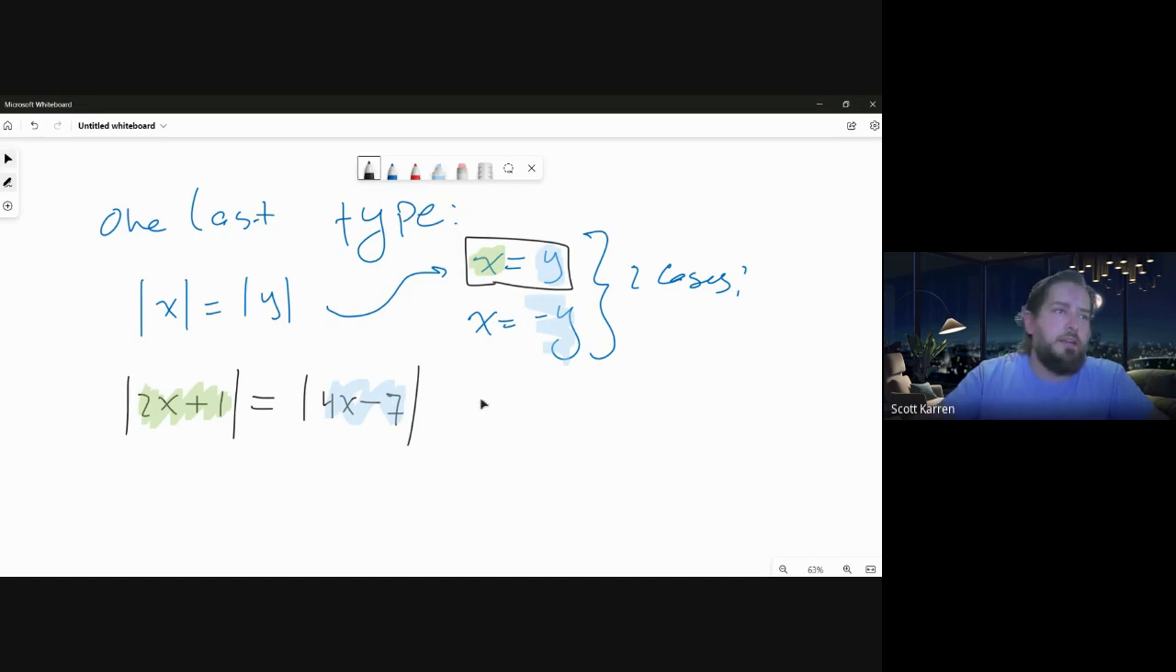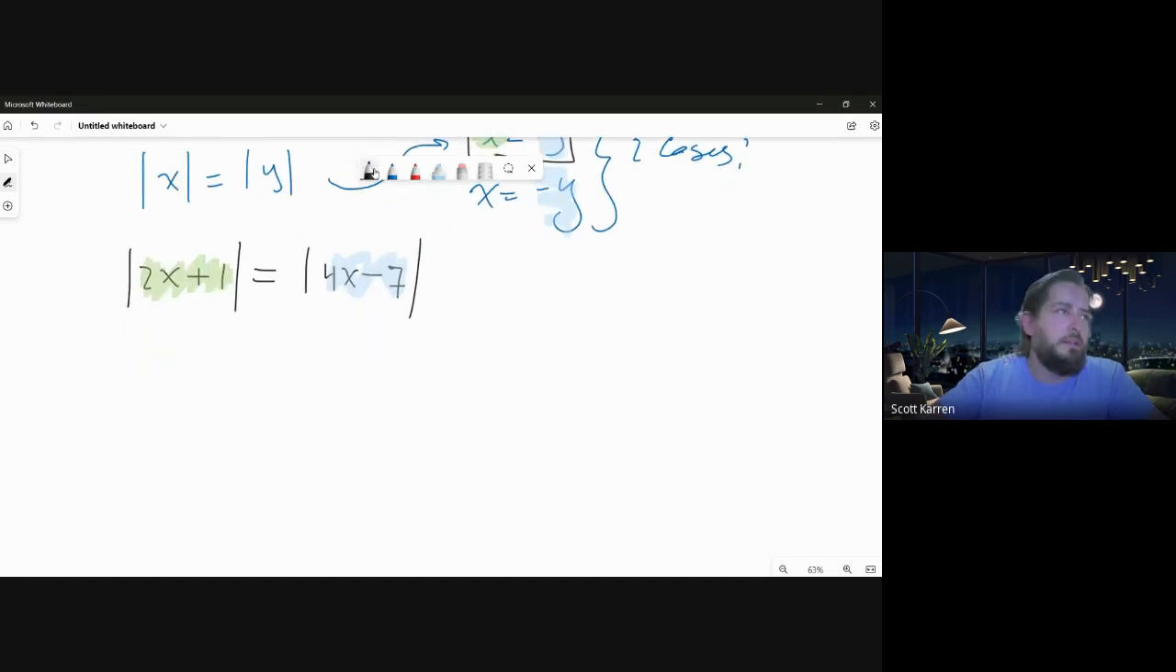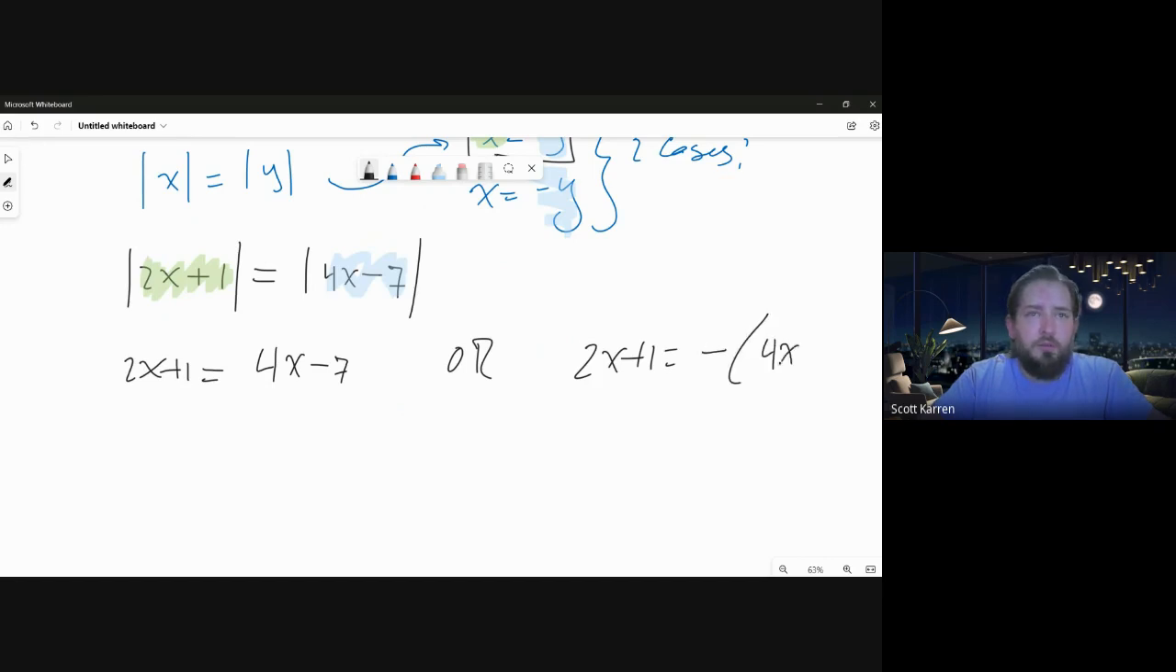And so I'm going to write this down as this 2x plus 1 is either equal to 4x minus 7, or that 2x plus 1 is the opposite of 4x minus 7. And this negative is going to get distributed through. So this right-hand equation becomes 2x plus 1 is equal to the opposite, minus 4x, and then plus 7.